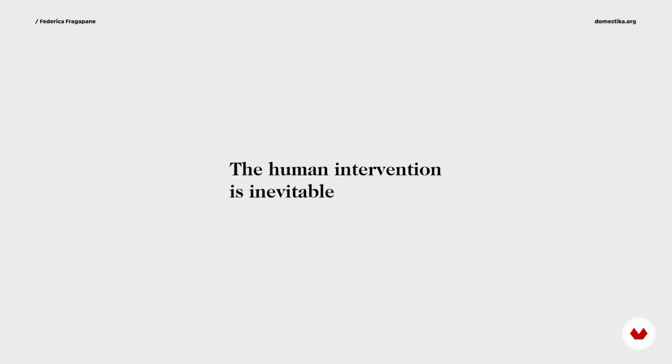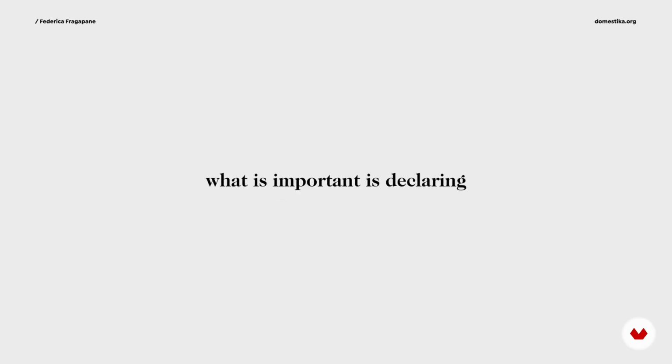The human intervention is inevitable, but what is important is declaring this intervention, declaring that we are making choices, and declaring and explaining what we are selecting and why, in order to be clear and honest with our readers. I think that as data visualization designers, as information designers, this is a very crucial point.